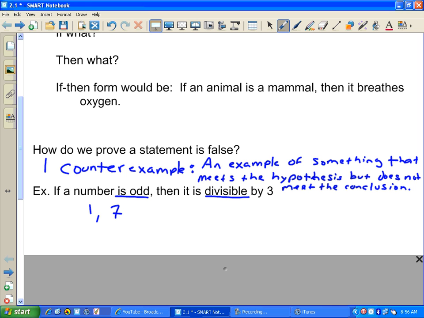7 will be a counterexample because 7 is not divisible by 3. 11. 5. Okay, there's lots of counterexamples. I only need one of these, though. This one counterexample proves this statement false. It's a lot easier than finding all the odd numbers that are divisible by 3. Okay, because to prove this true, I would have to show it's true for every single odd number. But to prove it false, I need just one example where it's not true.